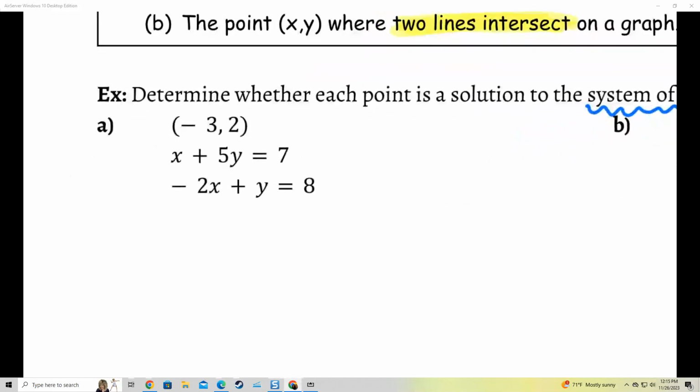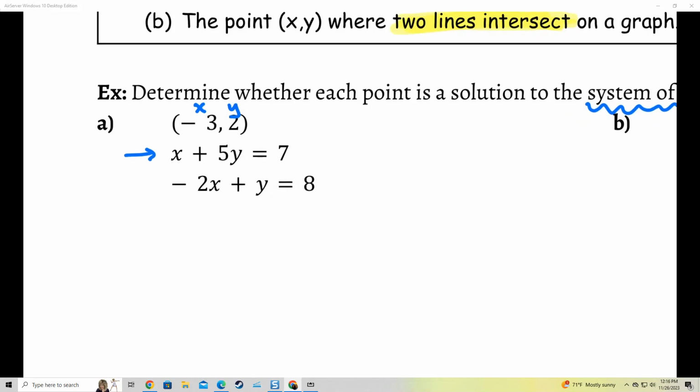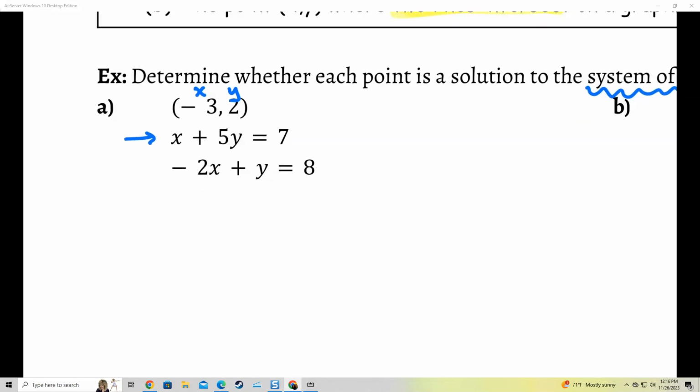So let me go ahead and plug this in. Remember that this is my x and this is my y. So I'm going to take that and substitute it into my first equation. When I do that, I get -3 plus 5 times my y. My y is 2, so let me put that in parentheses since it's right next to it. Is equal to 7. That's -3 plus 10 is equal to 7. And -3 plus 10, that's 7 equals 7.